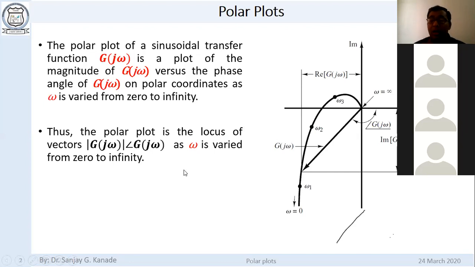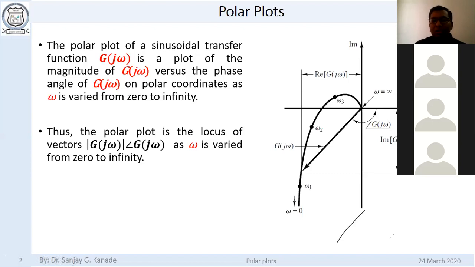Right. So if you can see this graph here, we start with omega equal to 0 and it is varied from 0 to infinity, and this is one of the sample graphs. So in this case, for example, it starts at omega equal to 0 here, and as we increase omega, when omega equals infinity, the magnitude becomes 0. This is one of the sample polar plots.